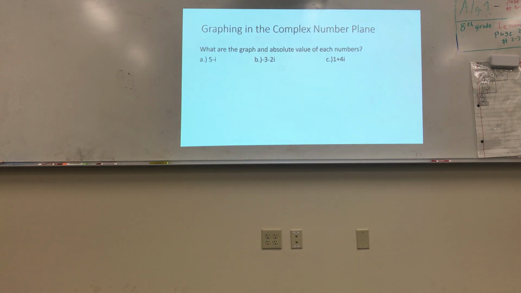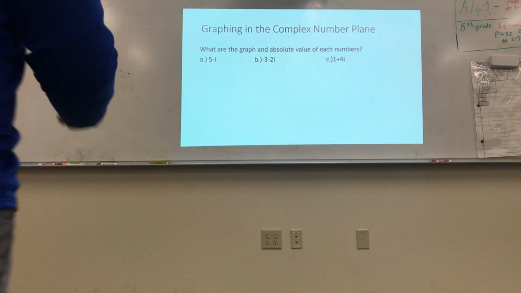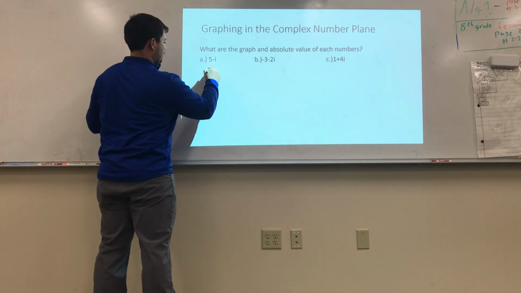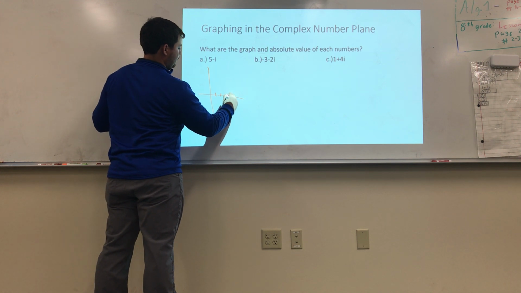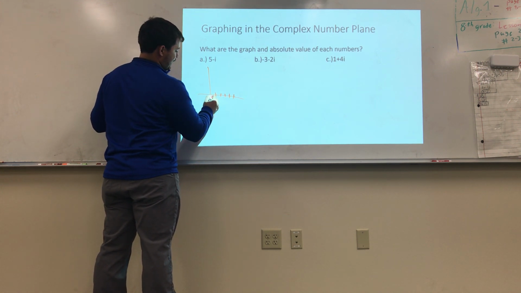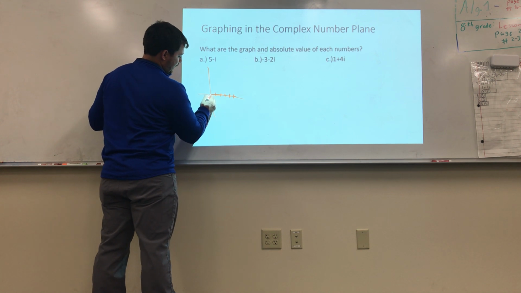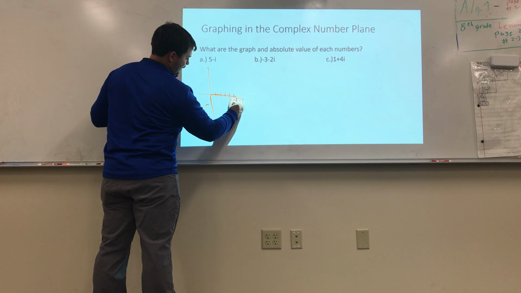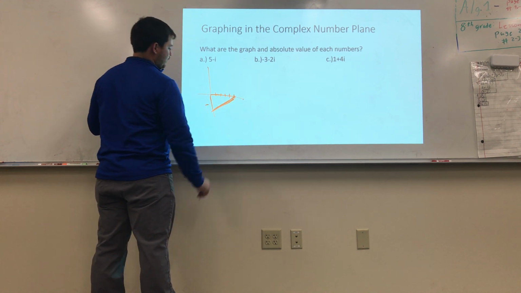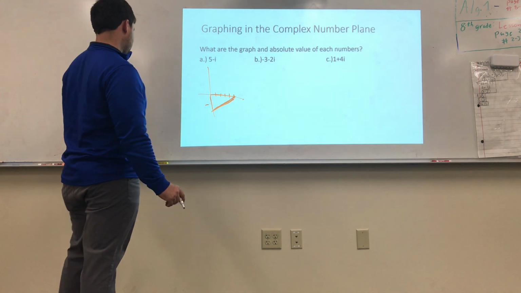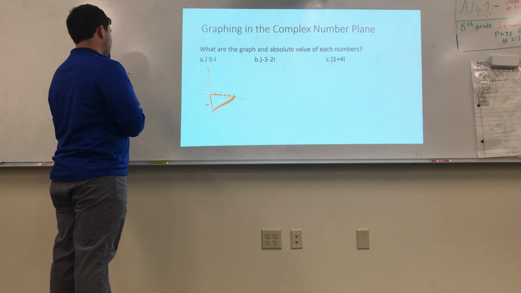Alright, what are the graphs and absolute value of each number? If I graph this, we have 5: 1, 2, 3, 4, 5. Minus i. So we have a line here, and we're going down here to i. The reason we do this is because we want to find this distance from here to here. This is when we use the absolute value.